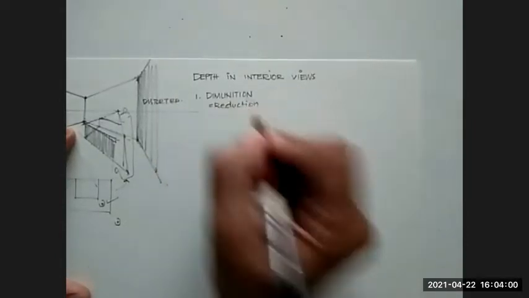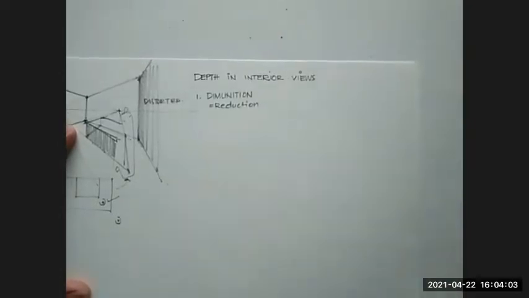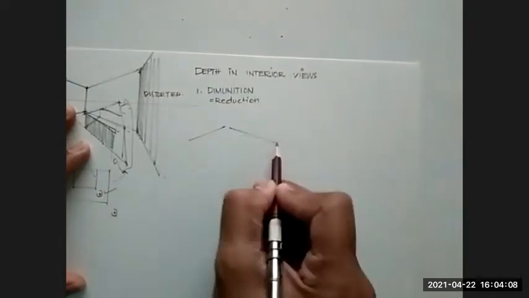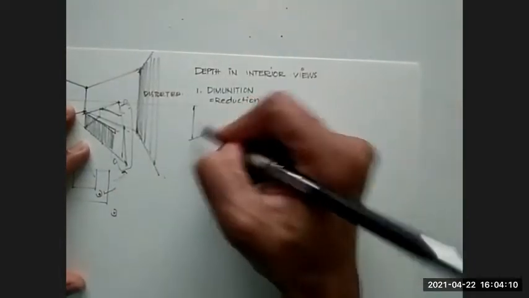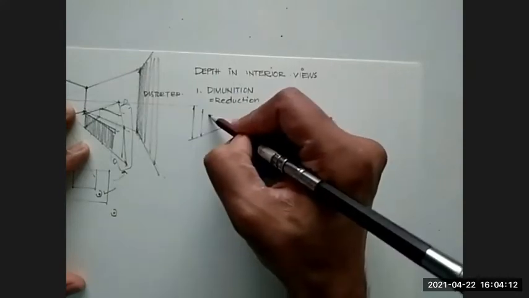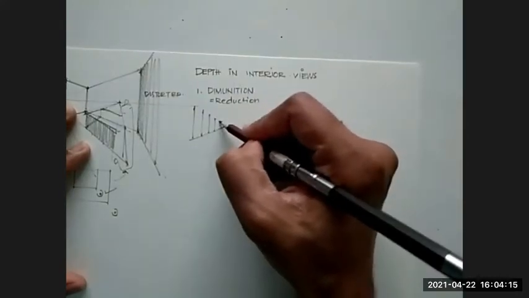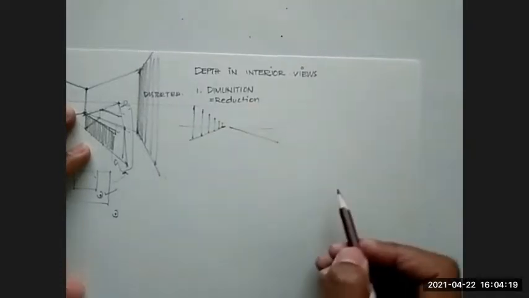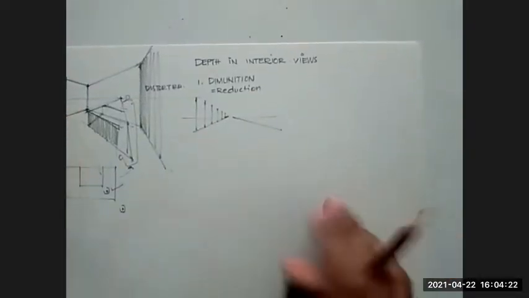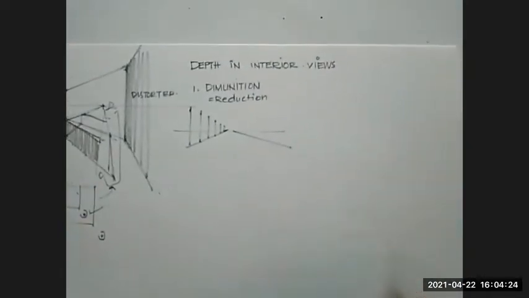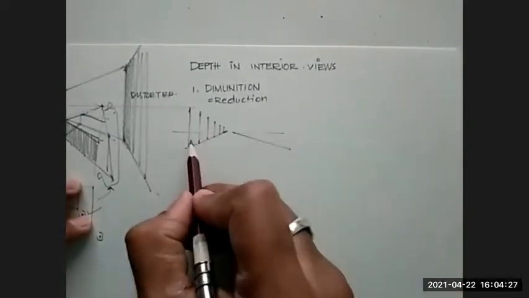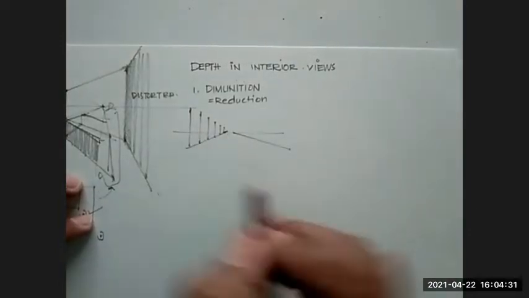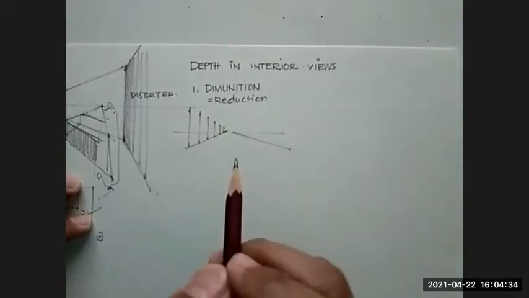For a simple example, if you consider this as a road, the street lights appear to be diminishing in size when they start reaching the horizon. Have you seen this concept? In reality these street lights are actually of the same height, yet they look like they are diminishing. This is the first thing which happens.